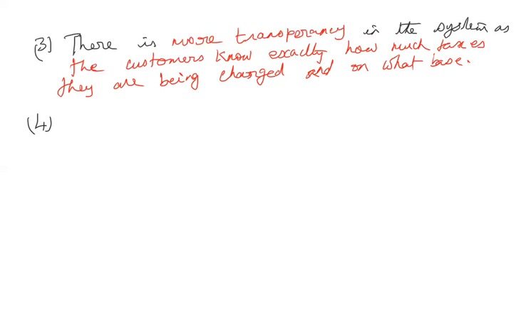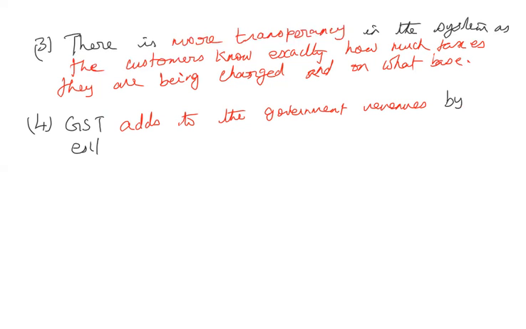And another advantage to the government is GST adds to the government revenue. How is it increasing the government revenue? By extending the tax base. So instead of having different taxes with smaller amounts of taxes, if it is one single tax, then the tax base is widened, isn't it? So if the tax base is widened, automatically the revenues for the government will also increase.